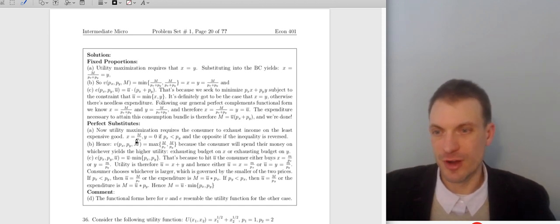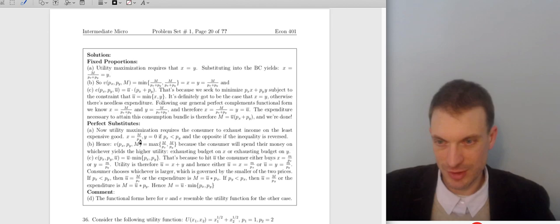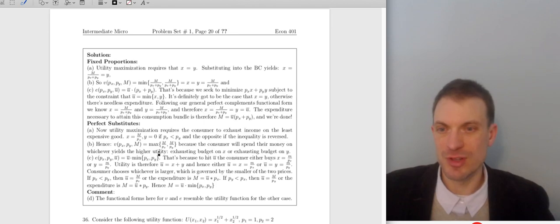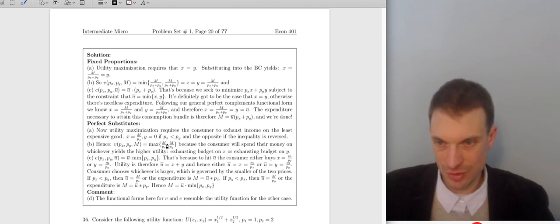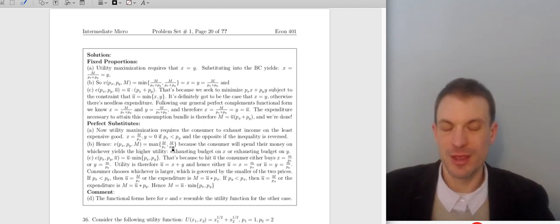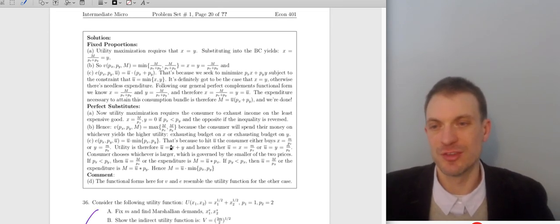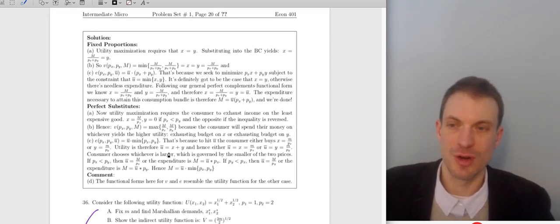My value function, let's plug my demands into my utility function. My value function is going to be the maximum of these two. The consumer is going to spend their money on whichever yields the highest utility. So I'm either going to consume m over px or m over py according to whichever is going to give me the highest utility, exhausting my budget on x or on y.